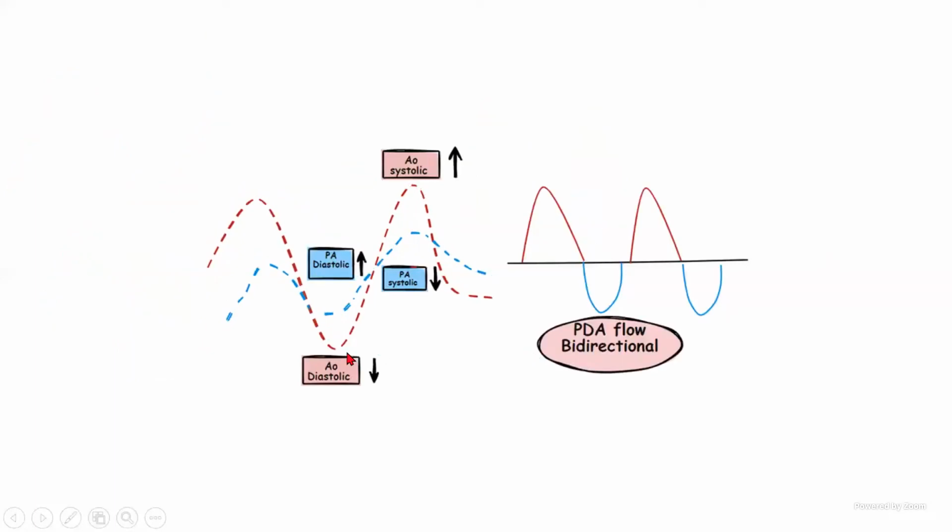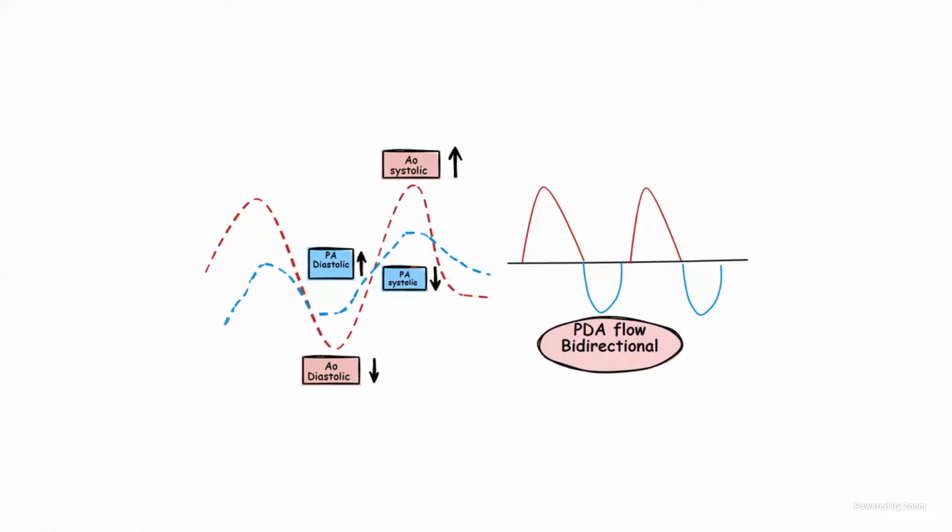Suppose in diastolic phase, your right sided pressures increase more than your pressures on the left side. So in systolic phase, where the aortic pressures are higher than the pulmonary pressures, the shunting will be left to right. But in diastolic phase, the shunting will be right to left. So it will be a bidirectional shunt like this. In systolic phase, it is left to right above the line. In diastolic phase, it will be below the line, like blue.